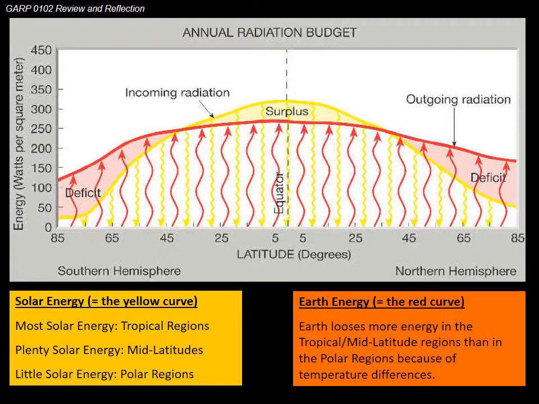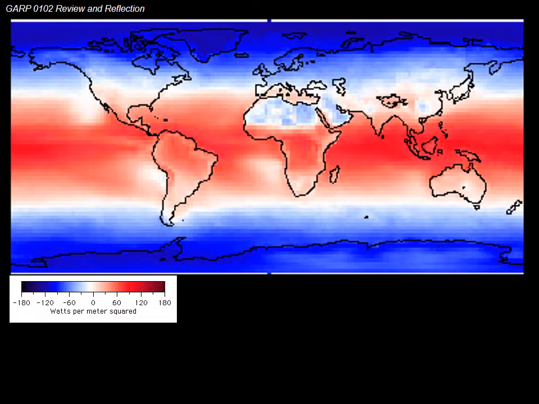Right? Sure, we can't have a situation where we're only gaining heat, or where we're gaining too much heat in the tropics and not really in the polar regions. And then the red curve, of course, is the Earth losing more energy in the tropics, the mid-latitudes, and the polar regions because of temperature differences. So that doesn't work. We now have to somehow solve this problem, here illustrated as a map.